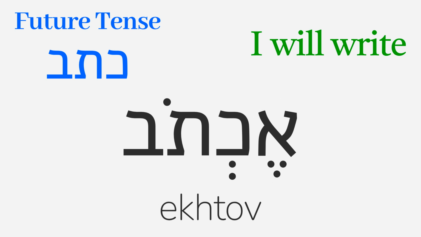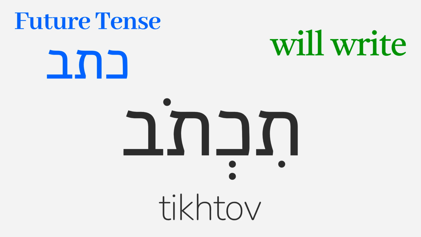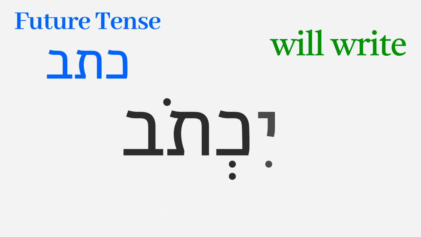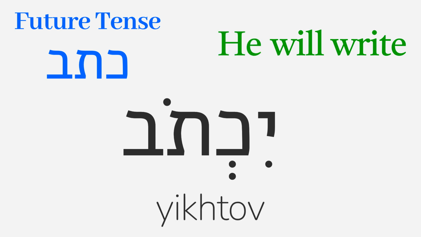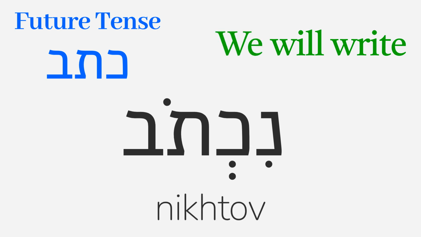We can replace this prefix with another prefix to make the subject of the verb different. For example, let's replace this aleph and segol prefix with a tav and hirik. This makes tichtov, which means you will write masculine singular, or she will write. And if we make the prefix a yod with hirik, we make yichtov, which means he will write. And if the prefix is a nun with hirik, that is nichtov, which means we will write.